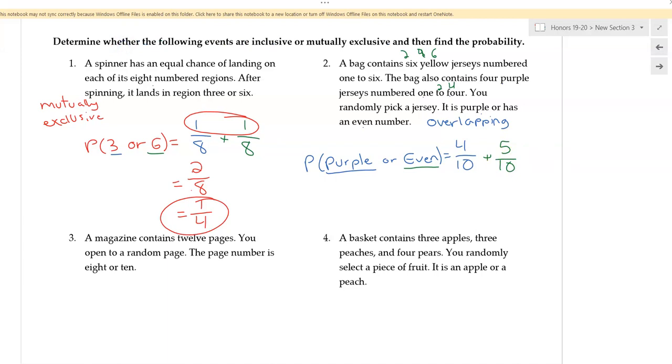For my and probability, which are my ones that are purple and even? Just these 2, the purple one labeled 2 and the purple one labeled 4 are my purple jerseys that are labeled even. So minus 2 out of 10.